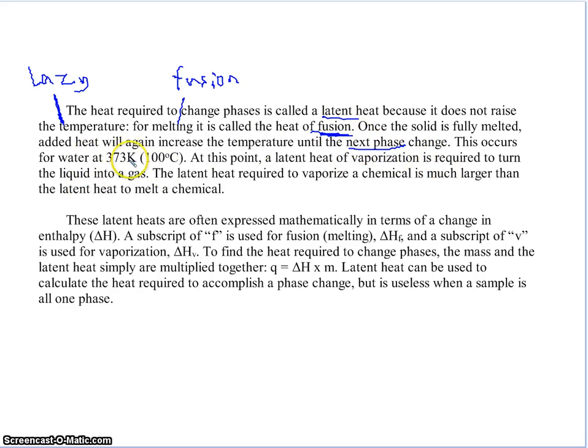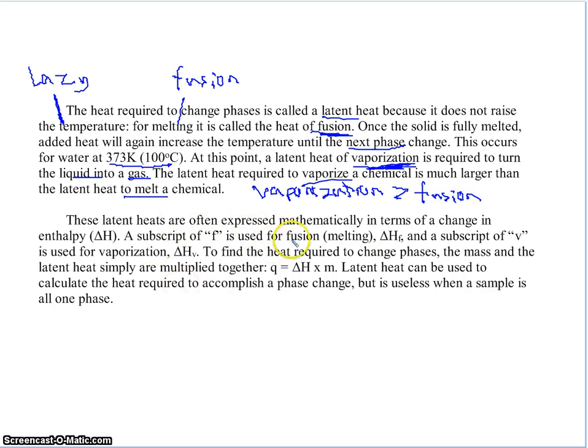Once the solid is fully melted, added heat will again increase the temperature until the next phase change. This occurs for water at 100 degrees Celsius, or 373 Kelvin. At this point, a latent heat of vaporization is required to turn the liquid into a gas. The latent heat required to vaporize a chemical is much larger than the latent heat to melt a chemical. So that means vaporization is harder, or more difficult than fusion, or melting, same thing.